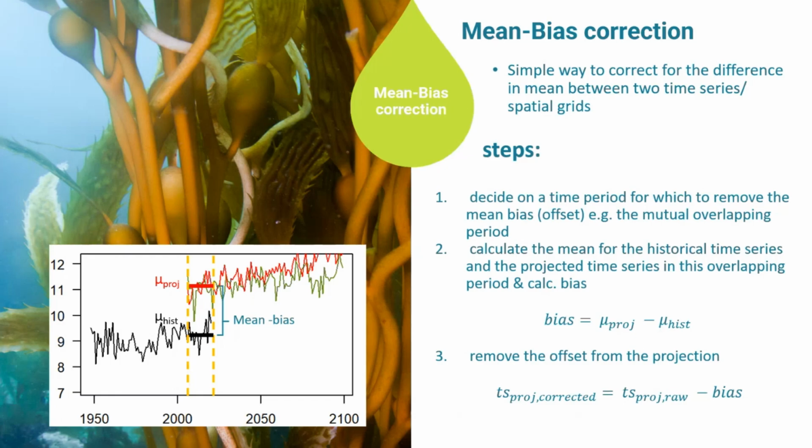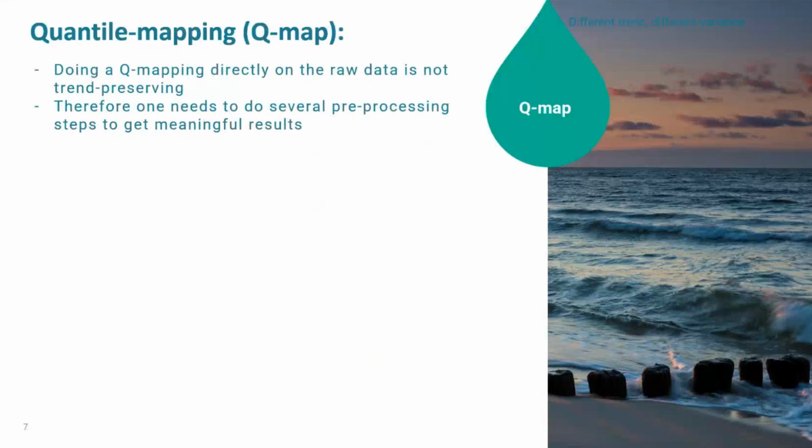Just quick words on the mean bias correction. This is a rather simple way to correct for the difference in mean between two time series or spatial grids. And the steps are quite easy. You decide on a time period for which to remove the mean bias, the offset. This could be the mutual overlapping period, and then you calculate the mean for the historical time series in this overlapping period and the projected time series, the mean. And you calculate the bias, and then you remove the bias from the projection. For quantile mapping, it's a bit different.